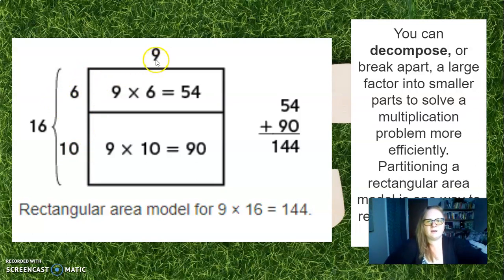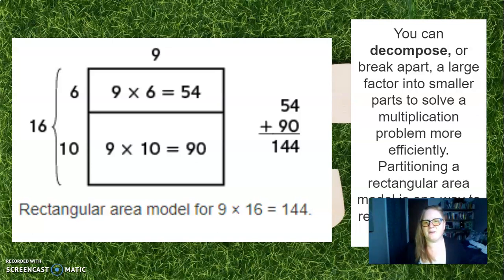And so if I'm doing this and I have 9 in each, I could easily do 9 times 6 and then 9 times 10, right? So instead of doing 9 times 16, since I know my 9 times 10 and 9 times 6, I know that 9 times 6 is 54, 9 times 10 is 90. All I have to do is add those together, and I know 9 times 16 is then 144. So you could decompose or break apart a large factor into smaller parts to solve a multiplication problem more efficiently.